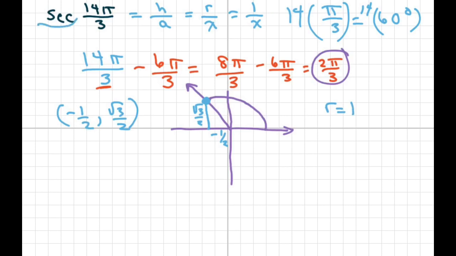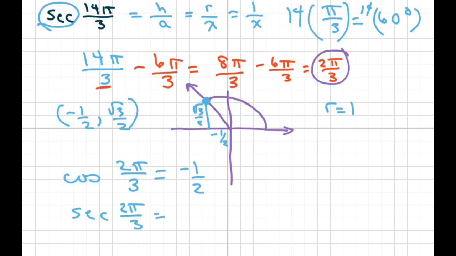And since you know that secant is the reciprocal of cosine, you could find cosine. So cosine of 2 pi over 3 equals -1/2. So secant of 2 pi over 3 is just the reciprocal of cosine, so that's -2 over 1, which equals -2.